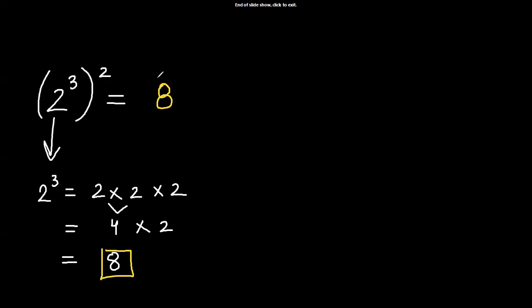8 squared. Okay. What is 8 squared? That's going to be equal to 64. 8 times 8. 64. That's how I got my answer too. And what is 8 times 8? 64. 8 times 8 is 64. Right? Does this make sense to you all or no?